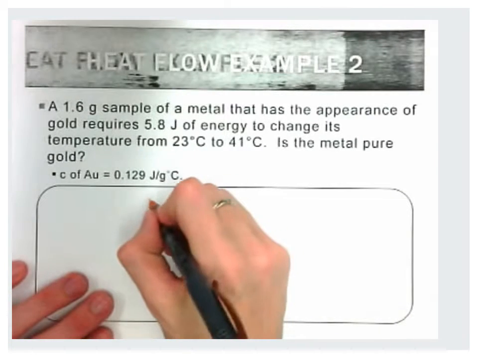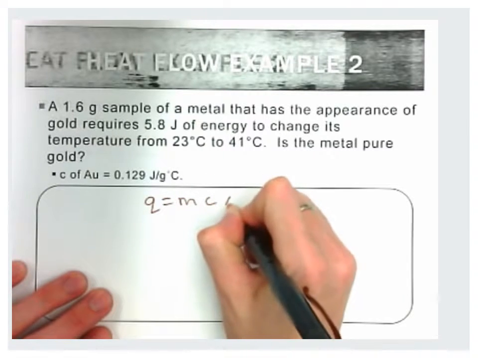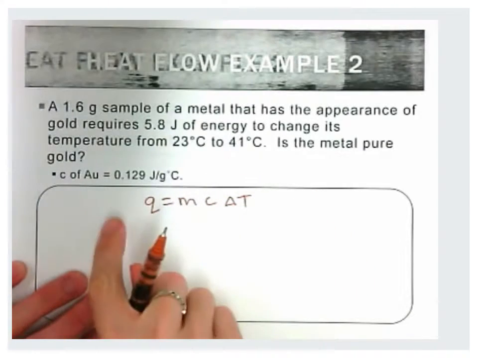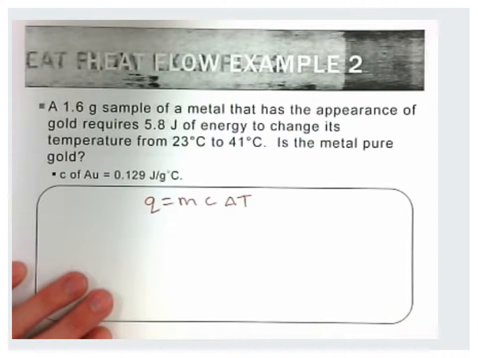Real quick, I'm just going to write my equation again. Q equals mc delta T. And see if we can identify what we're given out of these things in the problem.